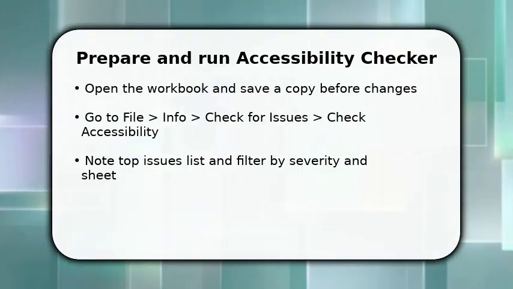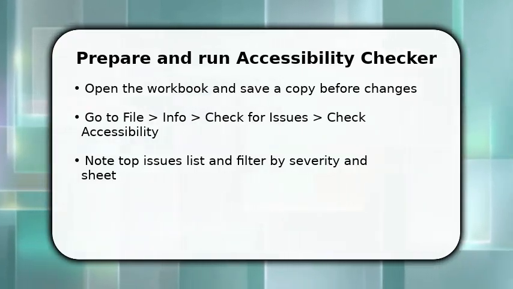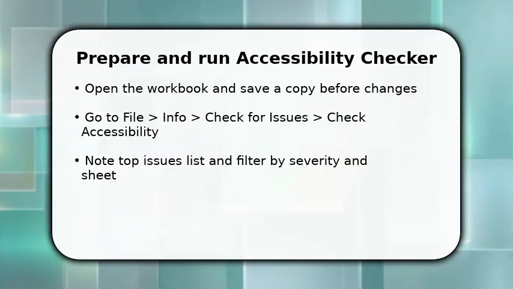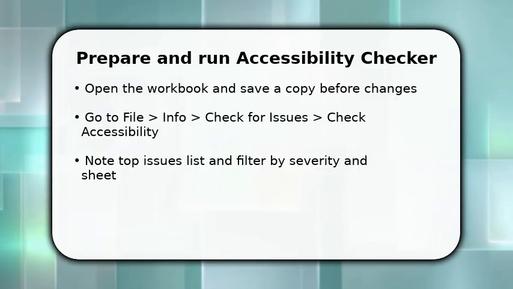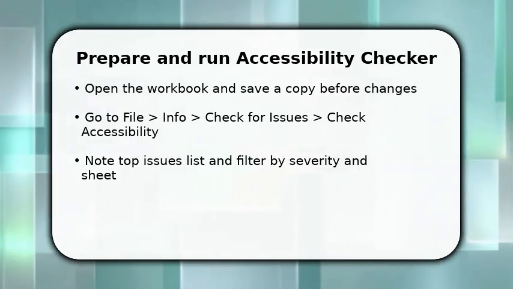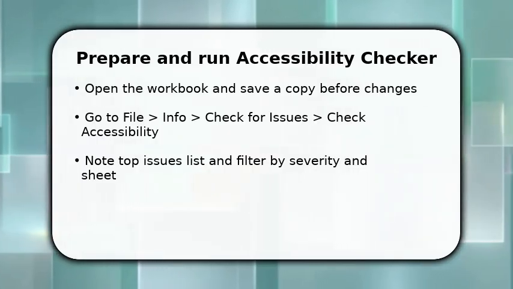You start by saving a copy so you can safely test fixes. This prevents accidental data loss. Next, open File, choose Info, then check for issues and run Check Accessibility. This quickly surfaces problems like missing alt text, unreadable colors, and improper header structure.